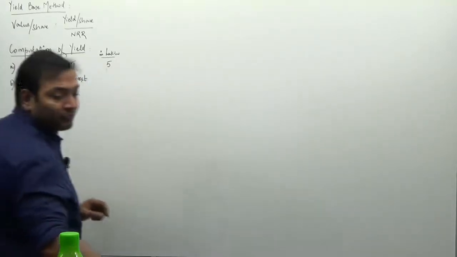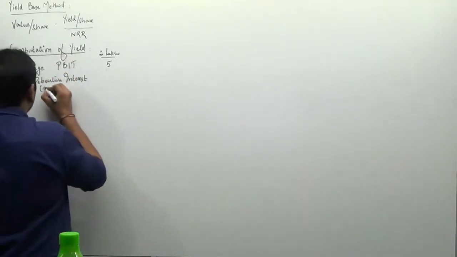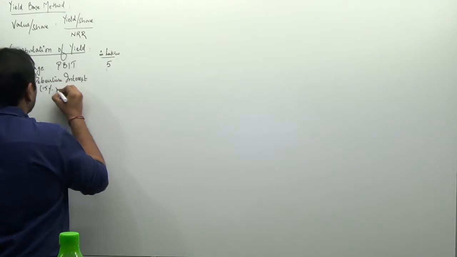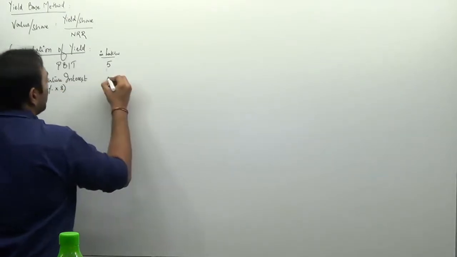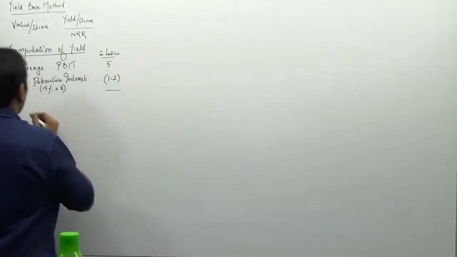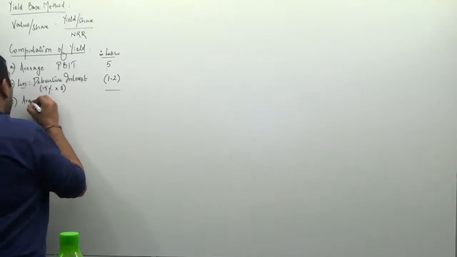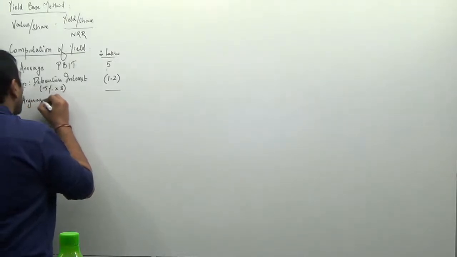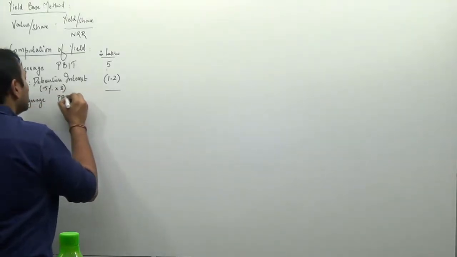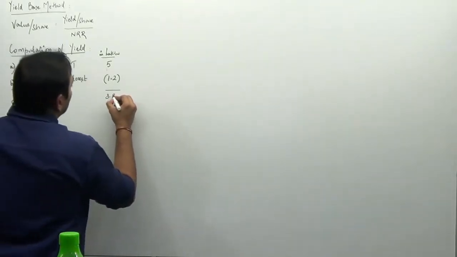Check. I have 15% debentures of 8 lakhs. 1.2 is debenture interest. This will give you average PBT. Interest is already deducted. Average PBT is 3.8.